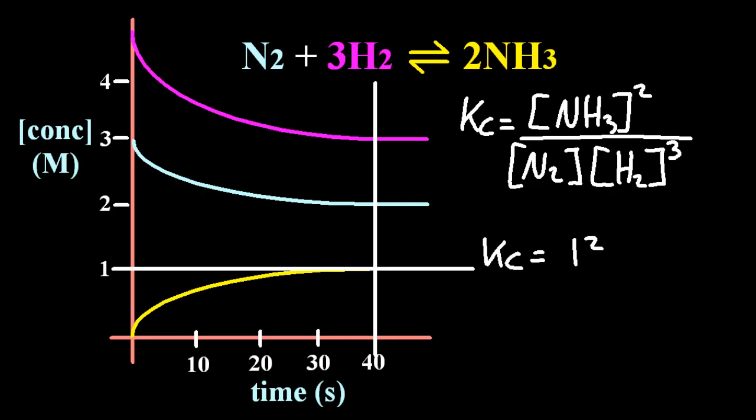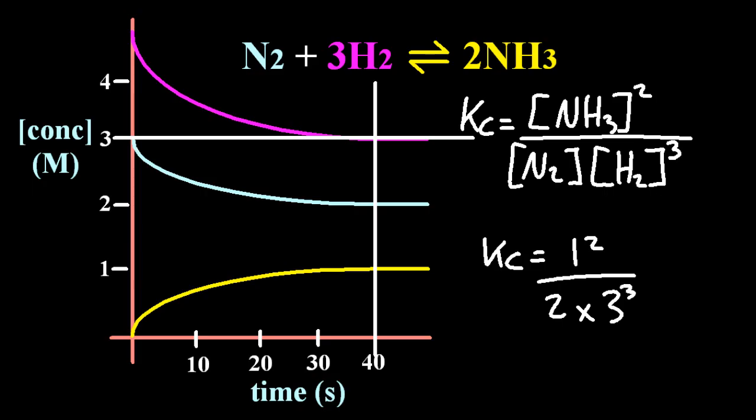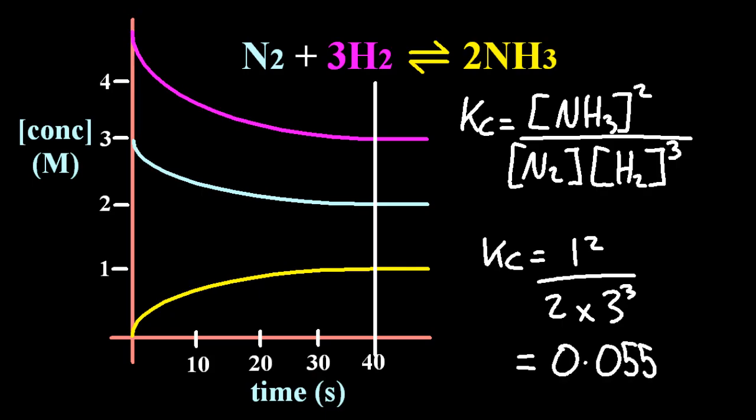Let's put in the numbers at time 40, which is when equilibrium begins. And that will give me Kc, the equilibrium constant. Now for clarity, I'm ignoring the units. The units video comes up later. Okay, so that's my value of Kc.